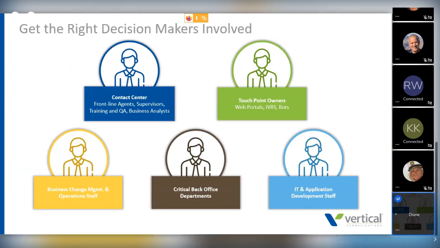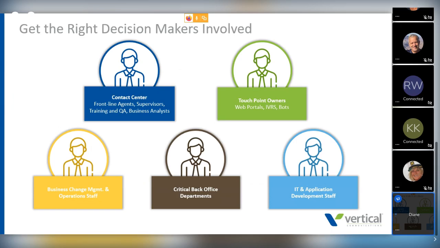Okay, let's talk about the right decision makers involved. A contact center implementation should not be done in a silo. It impacts stakeholders across the organization. And these areas need to get involved from the start to avoid surprises along the way when it's too late to recover from those surprises. So let's look at the stakeholders that need to be involved.